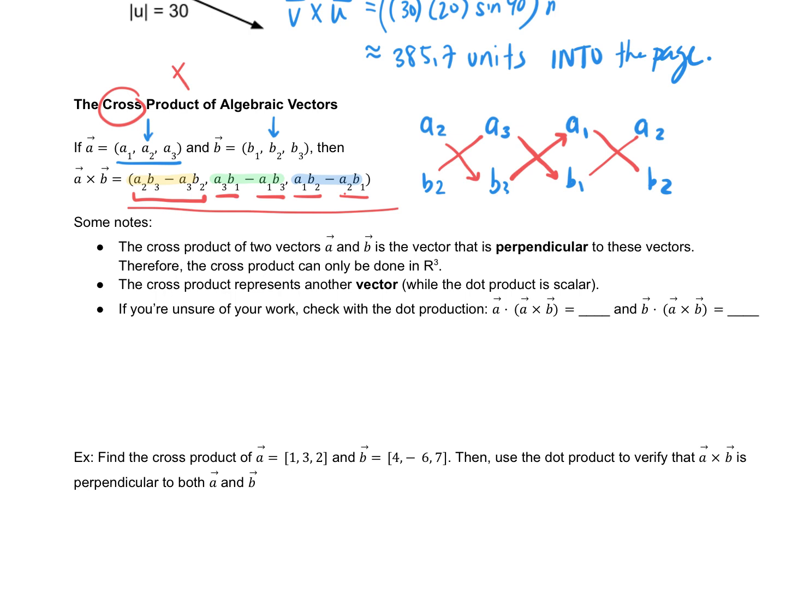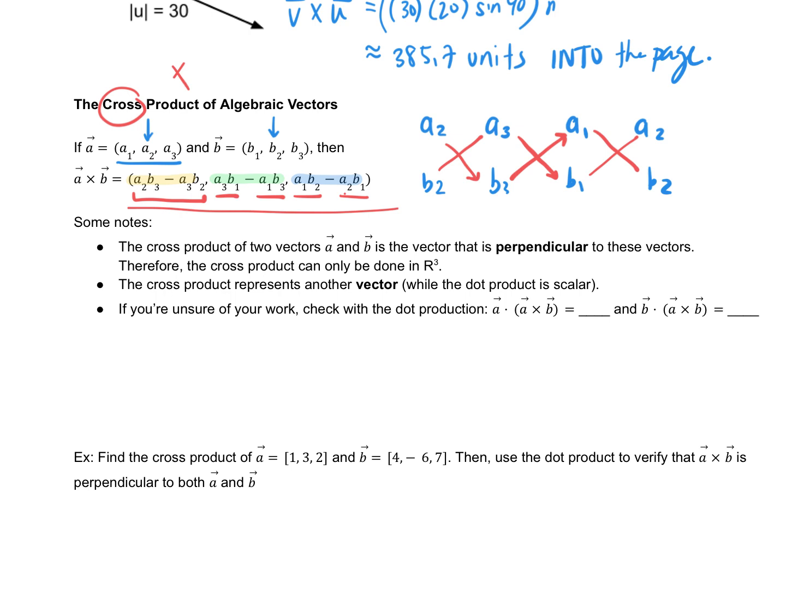So, some notes. The cross product of two vectors, a and b, is the vector that is perpendicular to these vectors. So when you do this cross product, that vector is going to be perpendicular to both a and b. With that in mind, that means the cross product can only be done in R3.